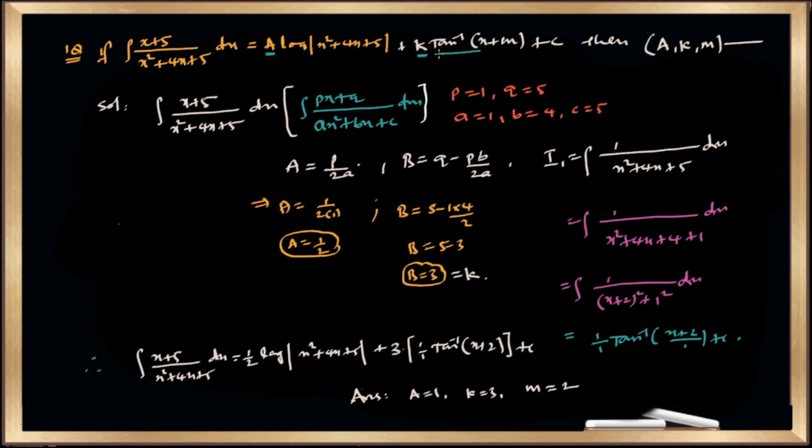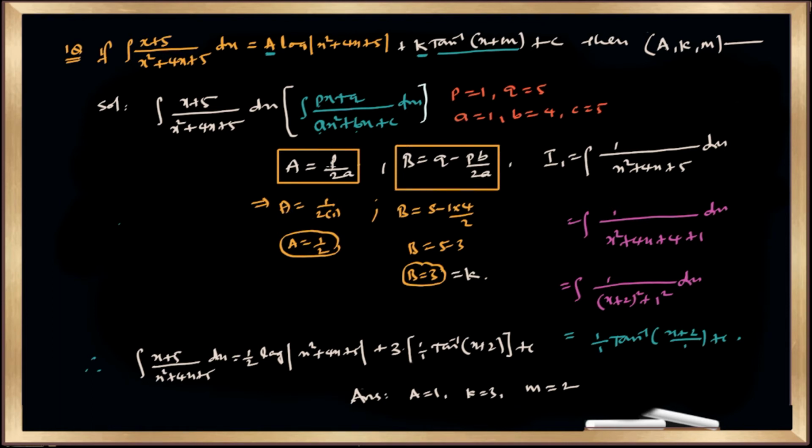Here this is tan inverse of x by m. Anyway, first the given question we have to compare with the form of (px + q) by (ax² + bx + c). Here p means x coefficient is 1, q means constant is 5, a is x² coefficient 1, b is x coefficient 4, c is constant 5. So what about formula of a? Formula of a is p by 2a. Like that, formula of b is q minus pb by 2a.